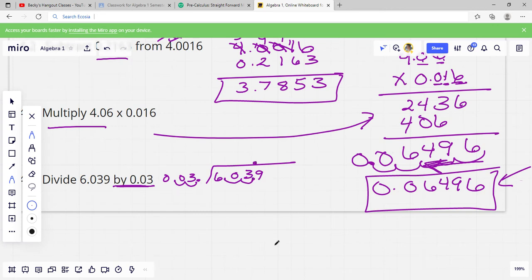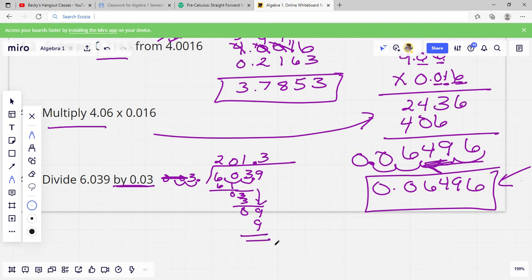Now we just divide like normal. We can disregard these zeros. So how many 3s are in 6? 2 of them. 2 times 3 is 6. That would be a 0. Okay, then we're going to bring down this 3. How many 3s go into 3? 1. 1 times 3 is 3. 0. Bring down this 9. How many 3s are in 9? 3. 3 times 3 is 9.